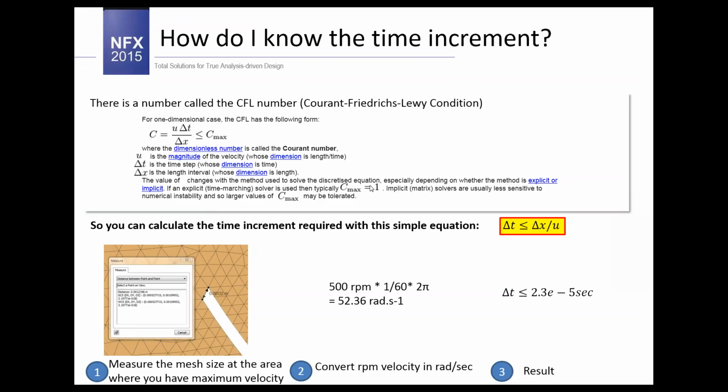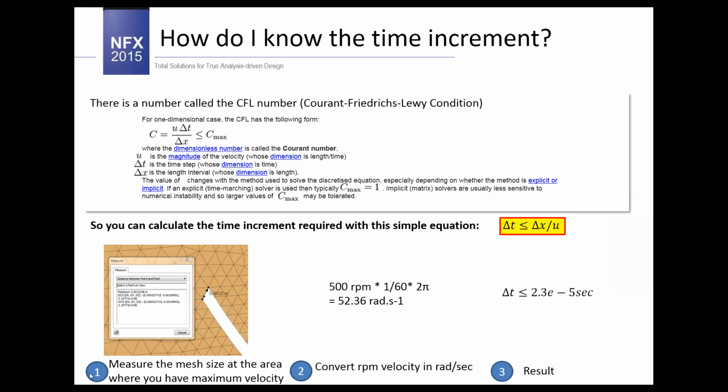You can set Cmax equal to 1 if you're doing explicit, and if you're doing implicit, solvers are less sensitive to numerical instability, so you can use a larger Cmax. So in this case for CFD, you should use Cmax equal to 1. So I put Cmax equal to 1 and I get an equation like that: delta t is smaller than or equal to delta x divided by u, the velocity.